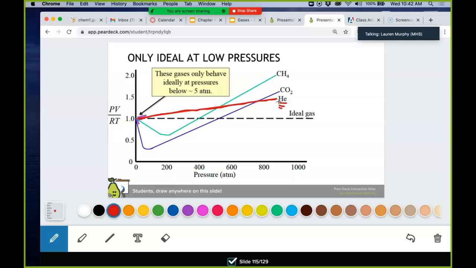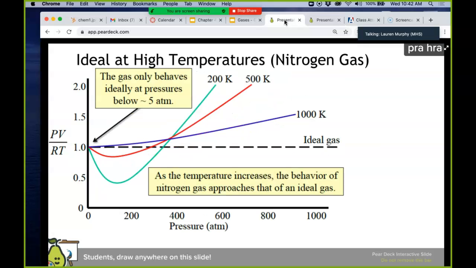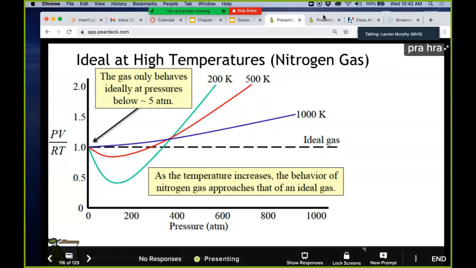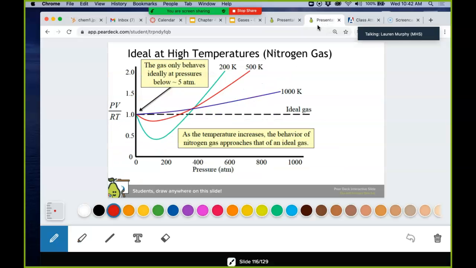Even at crazy high pressures, they still are closer to ideal than the other two gases are. Okay? Now, if you look at this, this is just one gas. This is nitrogen gas. So this is the concept of temperature. So nitrogen gas at 1,000 Kelvin, nitrogen gas at 500, nitrogen gas at 200. Nitrogen gas at 1,000 Kelvin, look how ideal it is at low pressures and high temperatures. Okay? And then as the pressure gets bigger, it starts to stray from ideal or deviate from ideal.